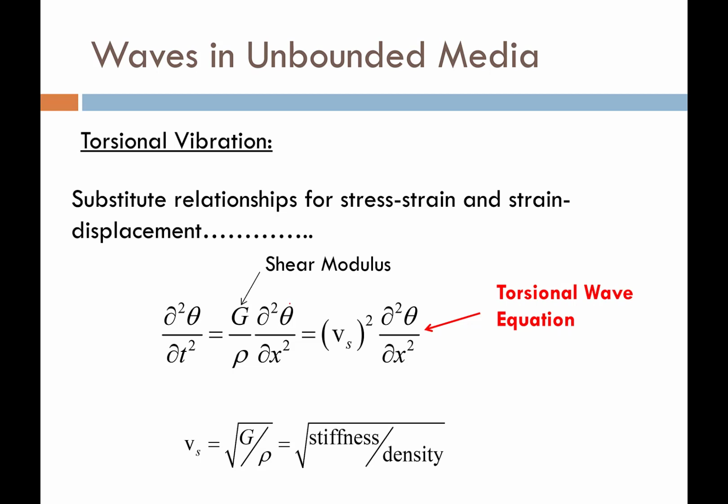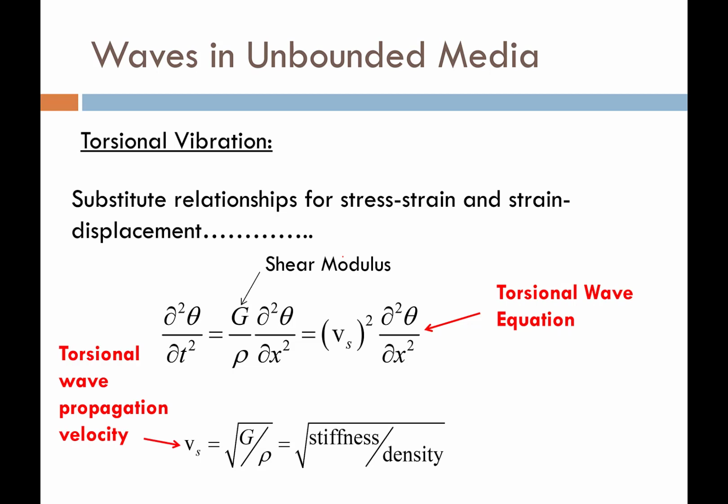Instead of u for displacement, we have angular distortion theta. Instead of constrained modulus M, we have shear modulus G. And instead of propagation velocity or P wave velocity, we have shear wave velocity. This is the propagation velocity of the shear wave in my material. And so you can see the formulation is the exact same. All we're doing is swapping out terms that relate to torsion instead of terms that relate to compression.